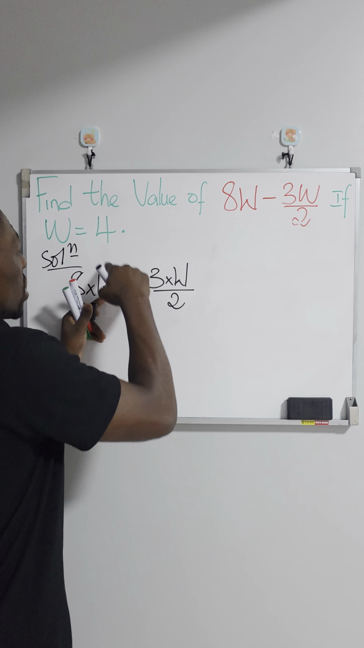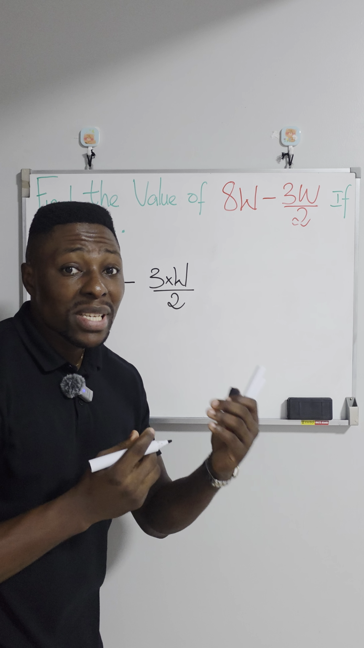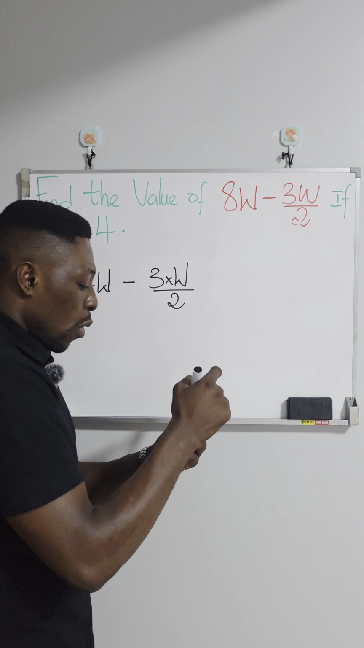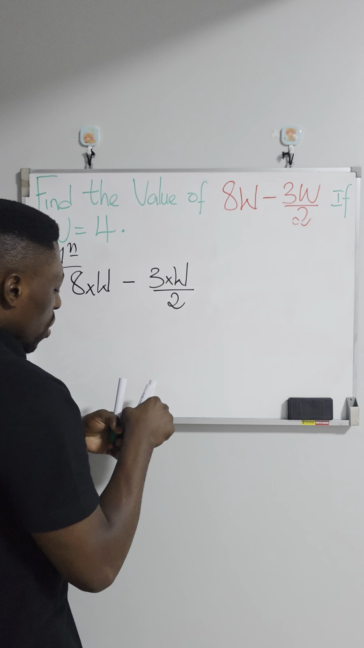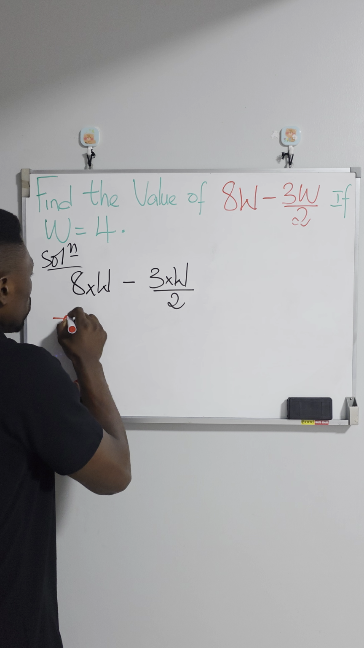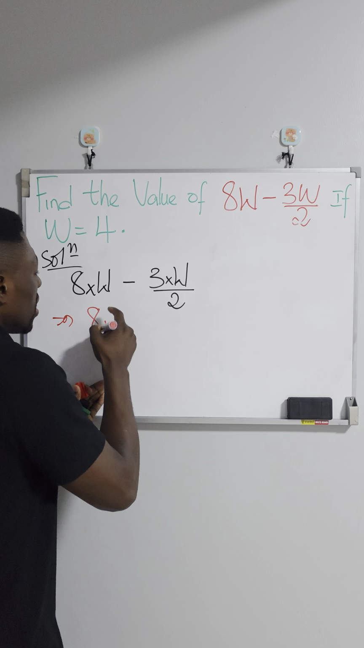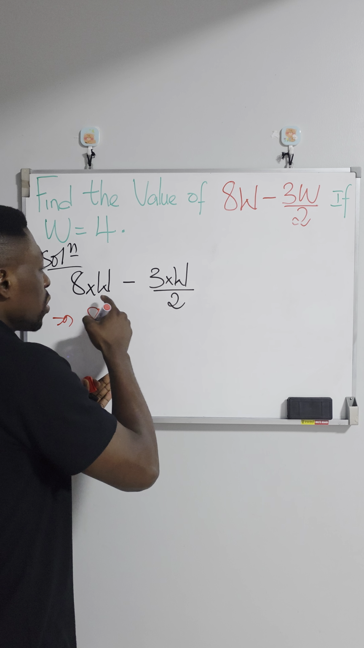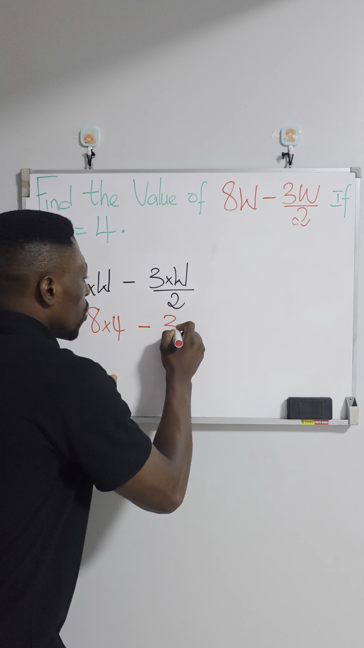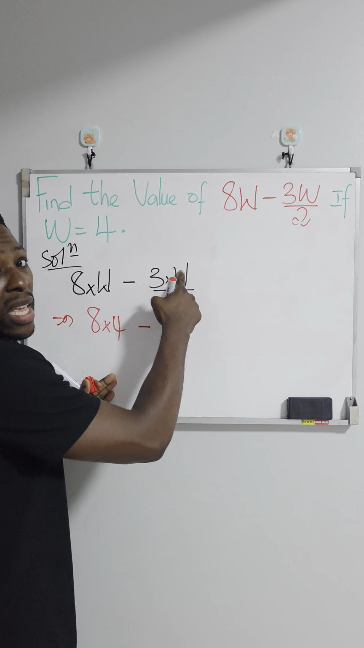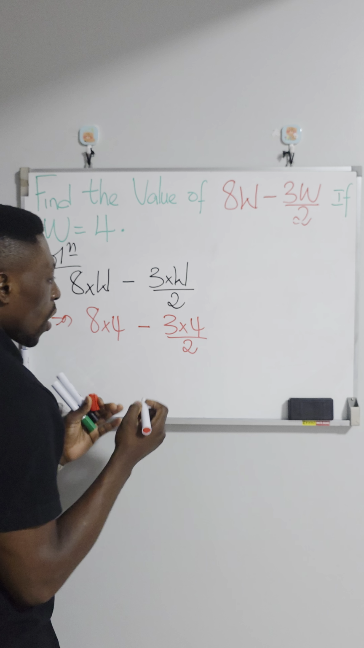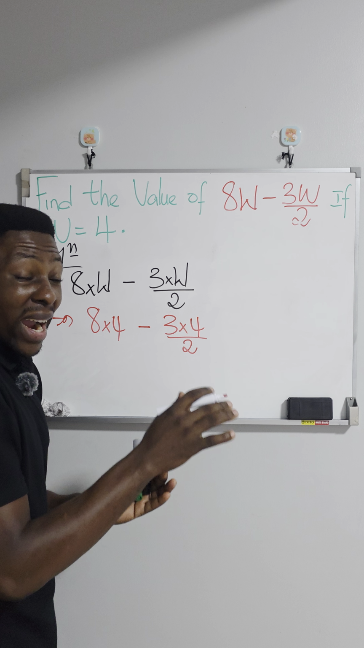We are told in the question that W is equal to 4. What this means is everywhere we will see W, we will replace it by 4. So how do we go about it from here? Look at it again. So this means we will have 8 times, what should I write here now? Very good, 4, no more W. Minus 3 times, what then here? 4 again, no more W. All over 2. All I have to do here is just to simplify it carefully.